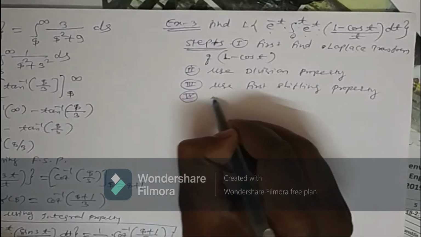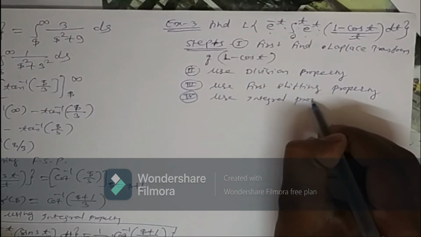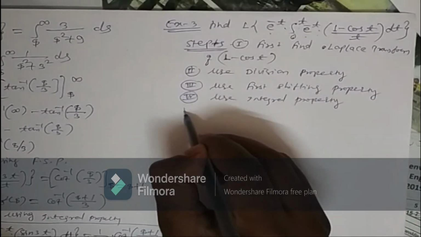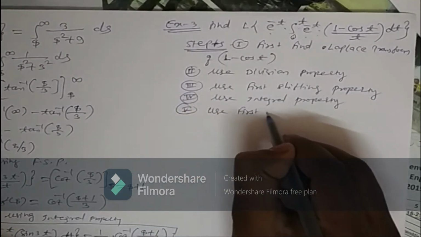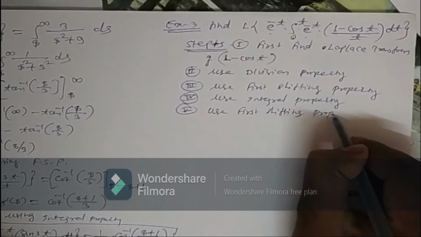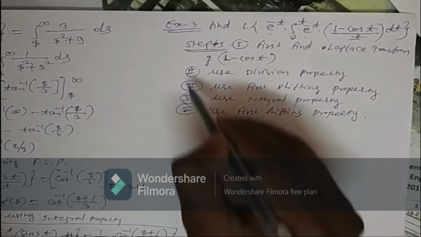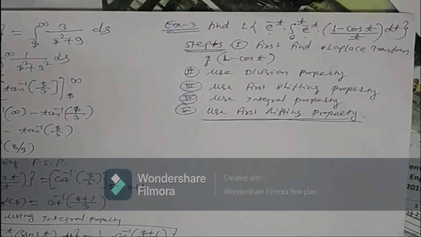Fourth, use integral property. And fifth, use first shifting property. Okay, so these are the different steps. I hope you understand this. Okay, so now let us solve this.